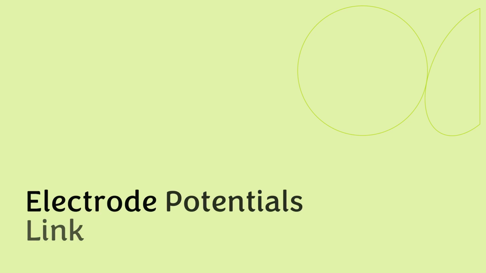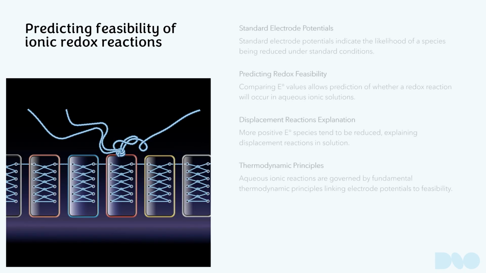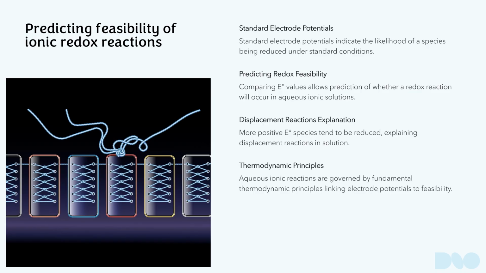Predicting feasibility of ionic redox reactions. Standard electrode potentials, measured under standard conditions, indicate the tendency of a species to be reduced. By comparing E° values, students can predict whether a redox reaction is feasible. For example, a species with a more positive E° value is more likely to be reduced.